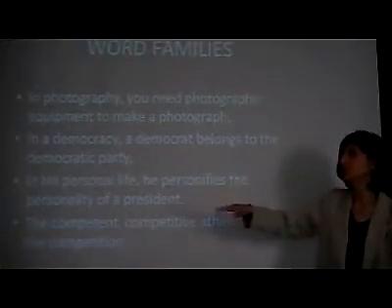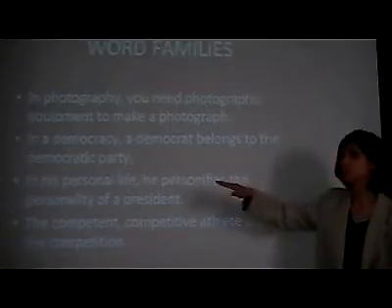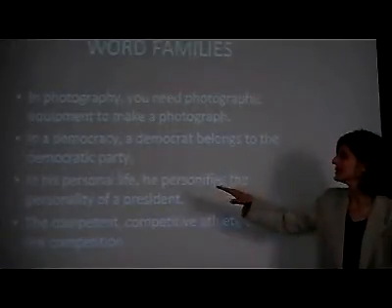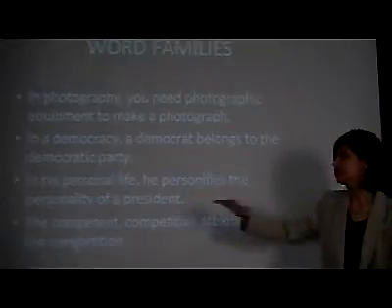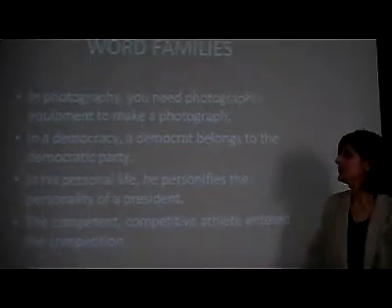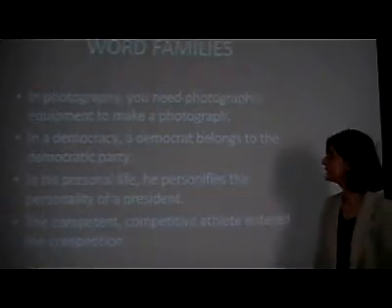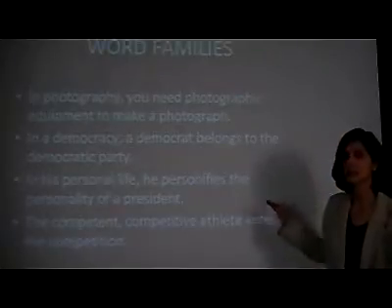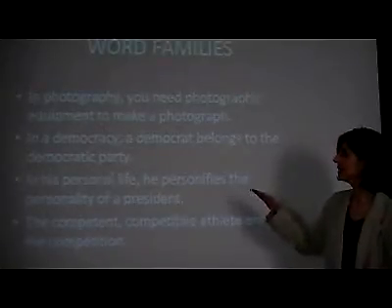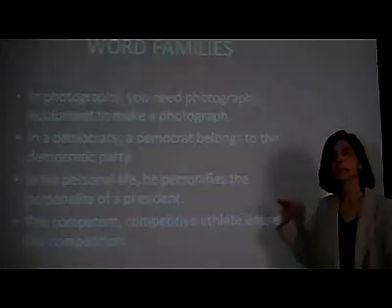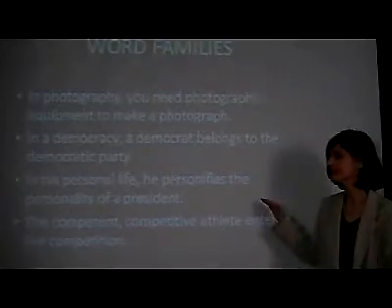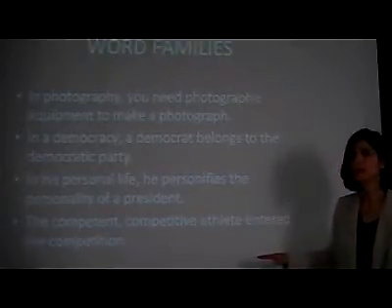Here we have personal, personifies, and personality. So here we go. In his personal life, he personifies the personality of a president. In his personal life, he personifies the personality of a president. Let's go to the last one on this slide.